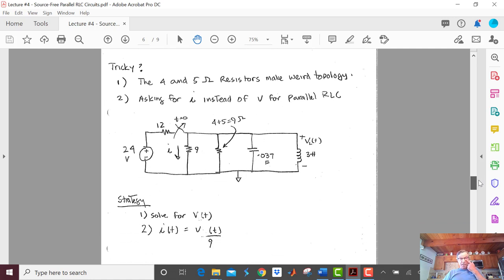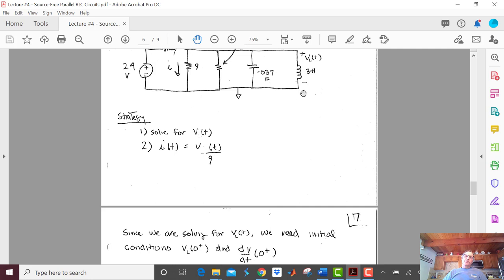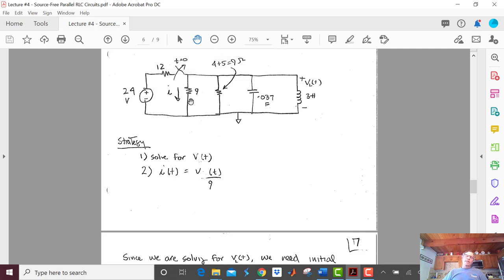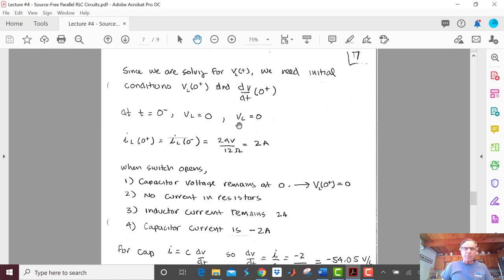All right. So I think I got my strategy nailed down. And so I'm going to solve for V of t up here. So I need two things from initial conditions land. I need V at 0+, and I need dV/dt at 0+. So let's see what happens.